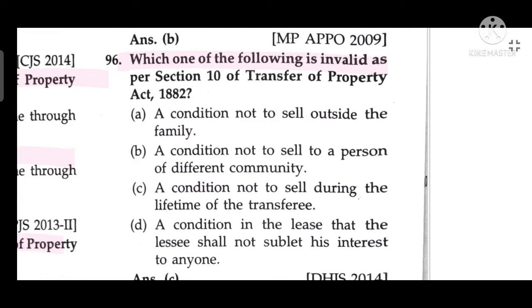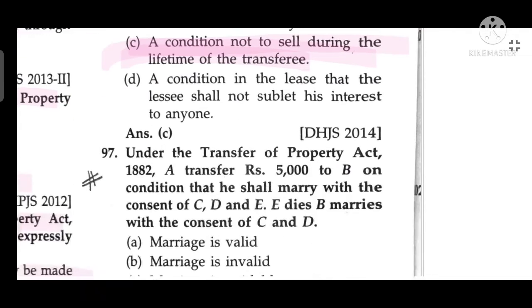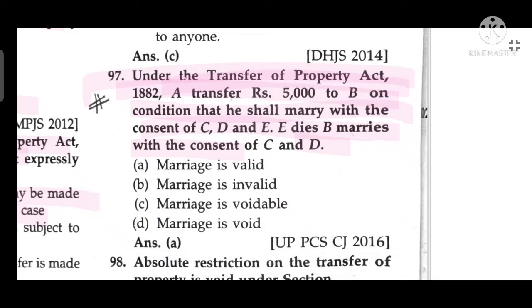Which one of the following is invalid as per Section 10 of Transfer of Property Act 1882? A condition not to sell during lifetime of the transferee. Under Transfer of Property Act 1882, A transfers rupees 5,000 to B on the condition that he shall marry with the consent of C, D, E. E died, B marries with the consent of C and D. The condition of marriage is valid.